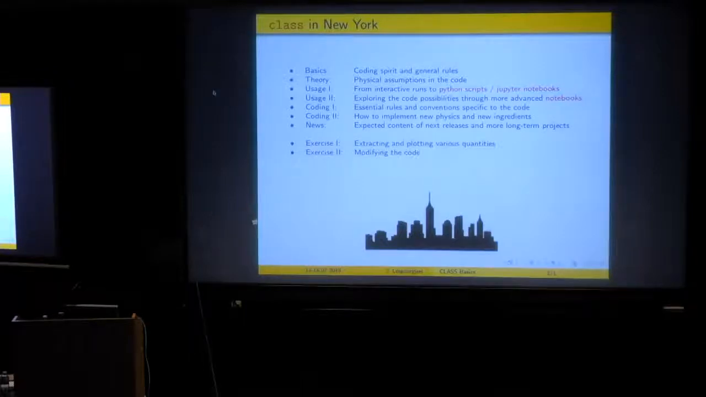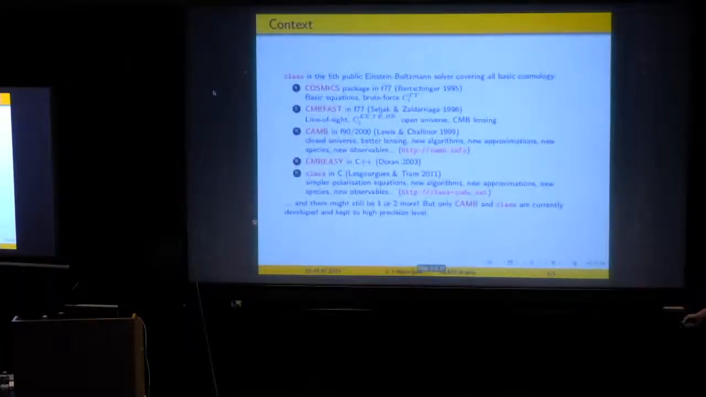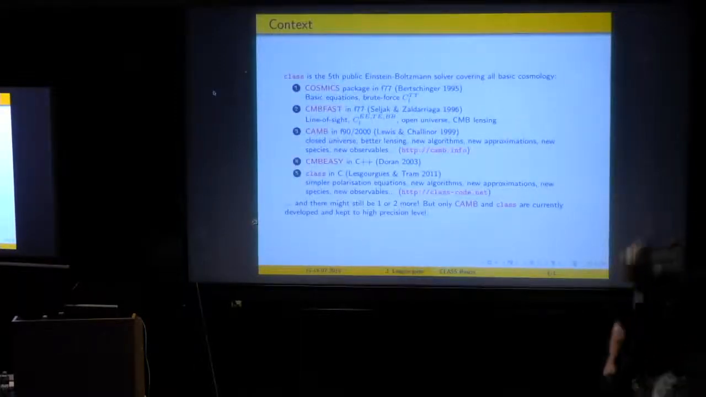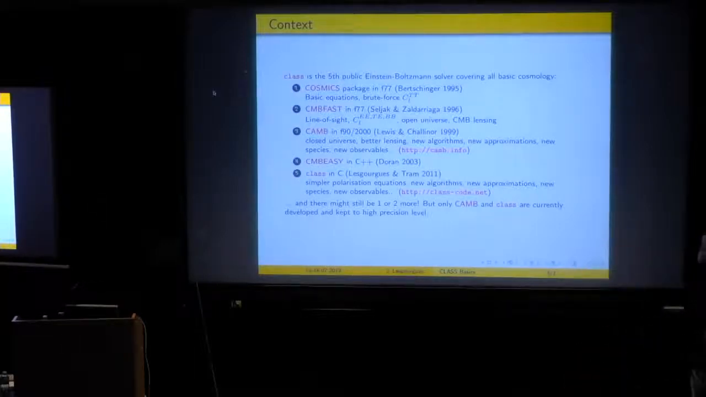Very good. Let's start with the basics then. CLASS is of course not the first public Einstein-Boltzmann code. Let's start from a short historical review.